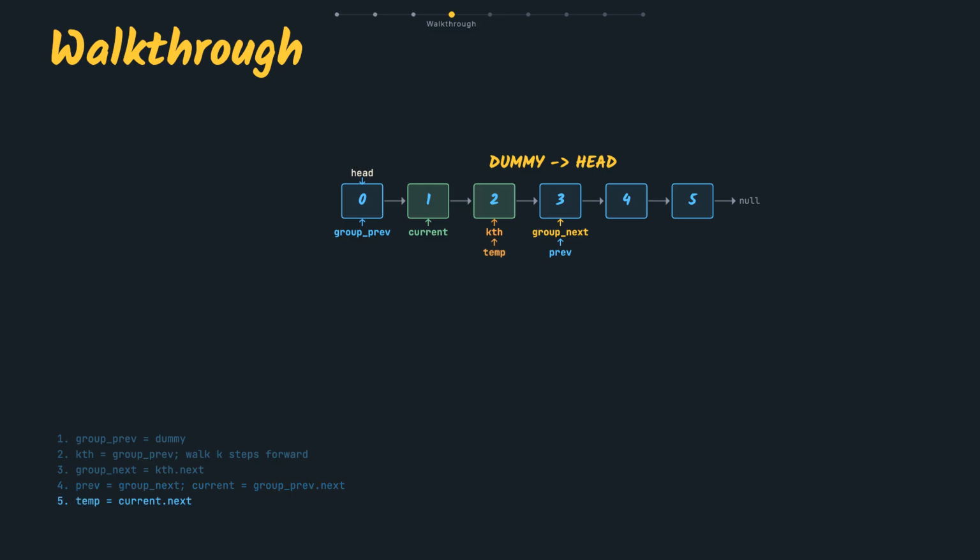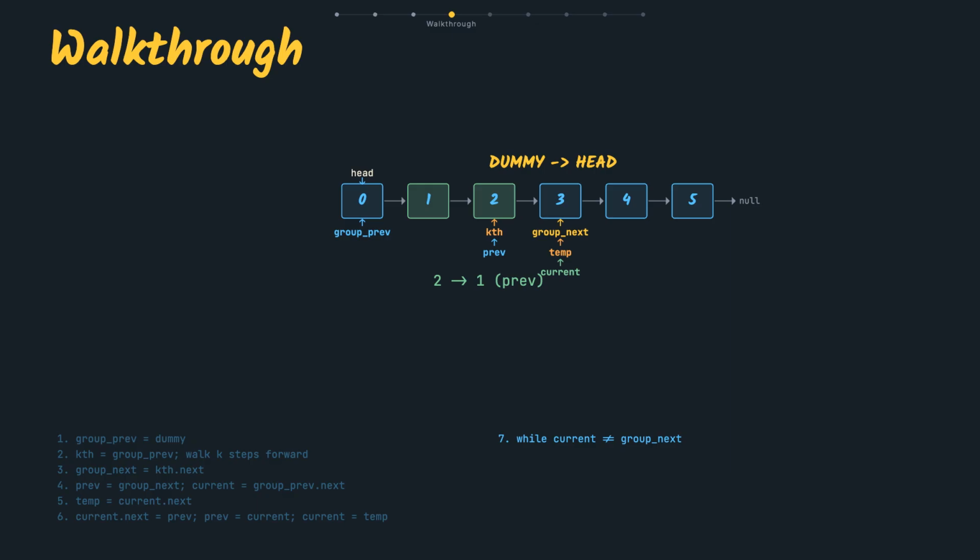Current is node 1, not yet at group next. Save its next, node 2. Point node 1's arrow at prev, node 3. Move prev to node 1, current to node 2. Current is node 2, still not group next. Save its next, node 3. Point node 2 at prev, node 1. Move prev to node 2, current to node 3.